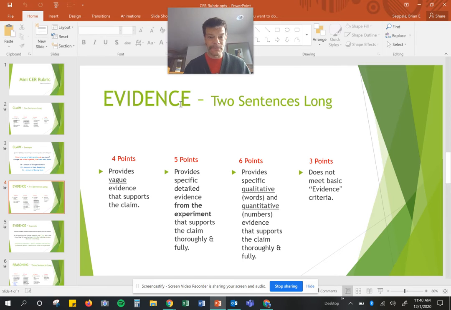So the evidence, of course, is 2 sentences long. If you want a 4 out of 6, you give me some vague, wishy-washy evidence. If you want a 5 out of 6, you give me specific evidence. But if you want a 6 out of 6, you're going to give me specific number evidence and specific observations or word evidence. Again, to get full credit on evidence, it's 2 sentences long. It is data from your experiment that backs up and proves your claim, and it is comprised of words or observations, as well as numbers or data.